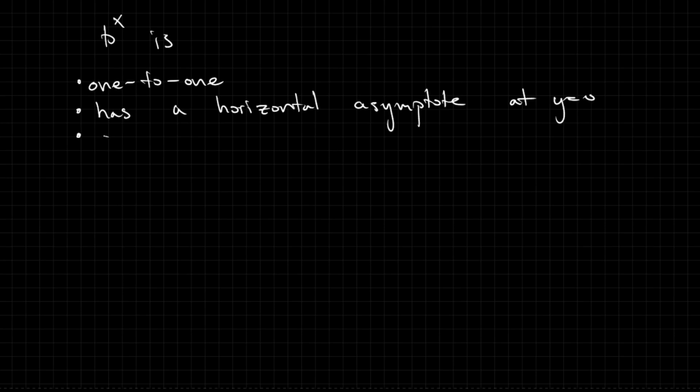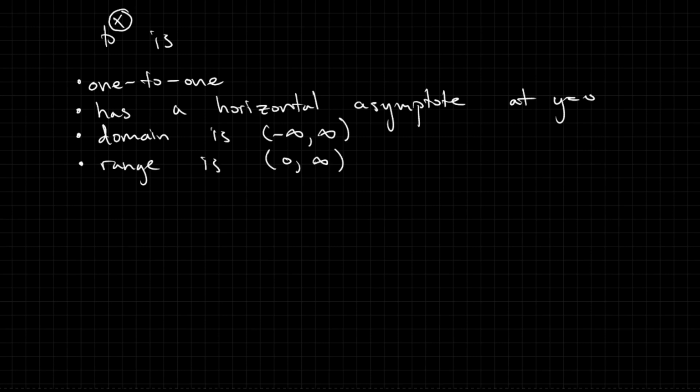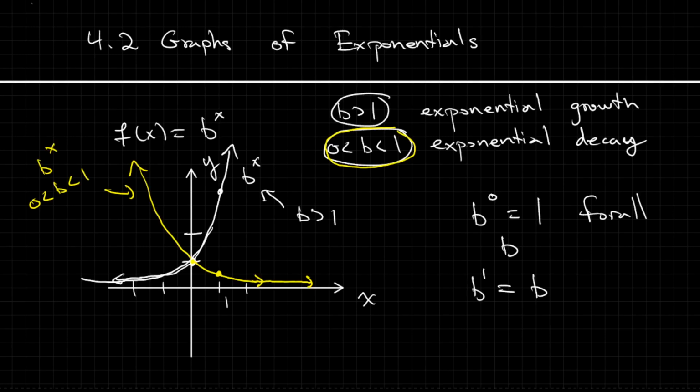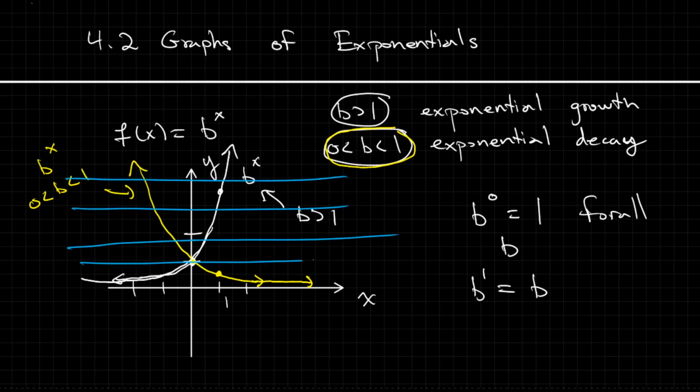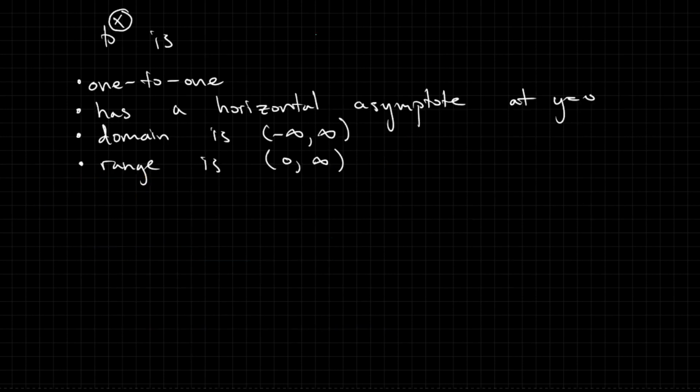The domain of both of these graphs is all real numbers. Another way to phrase that is you can take any x value and put it into the function b to the x and get a meaningful output. The range of both of these graphs is 0, infinity. So the y values bigger than 0 are attained. You can tell that by drawing a horizontal line at any y value larger than 0, and you can see you get an intersection with the graph. Whereas if you draw a horizontal line for a y value less than 0, there is no intersection.